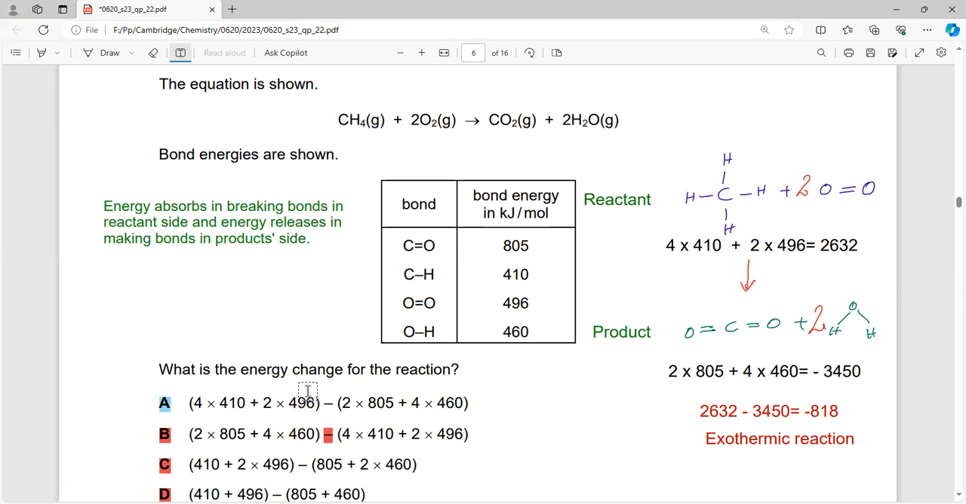What is the energy change for this reaction? You can see that our calculation is correct according to option A. What about option B? He swapped the reactant and the product, and the product and the reactant. So that's why it is a wrong statement. And C and D are calculated wrongly. So that's why A is our correct option here.